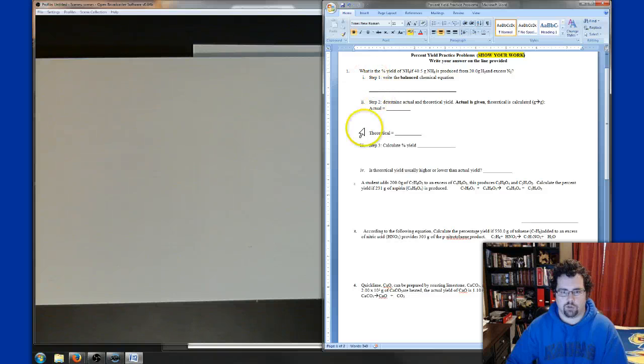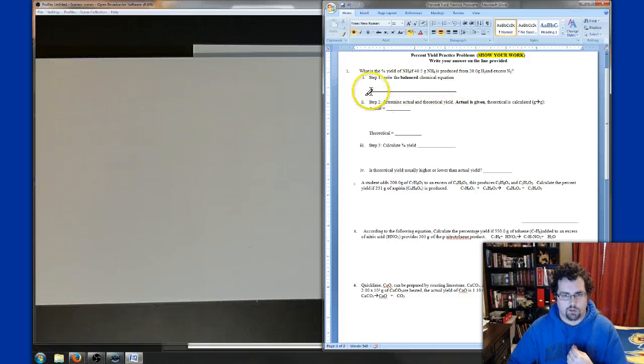So there's a couple steps to solving a percent yield problem. A percent yield problem is just where you calculate at the end of a conversion problem how much you got versus what you should have gotten. So for any percent yield problem, you're going to need a balanced chemical equation. Sometimes it'll be given to you, sometimes it won't. If it is given to you, make sure it's balanced. If it's not, then you're going to have to write it out and balance it. So make sure you have one. In this case, it does not give it to us, so we have to write the balanced chemical equation.